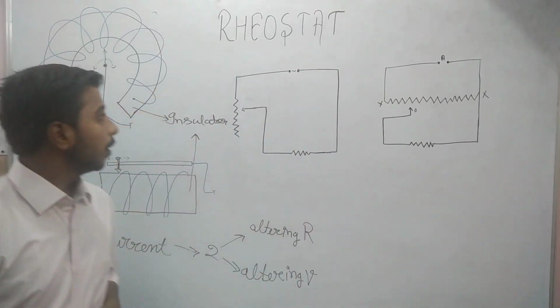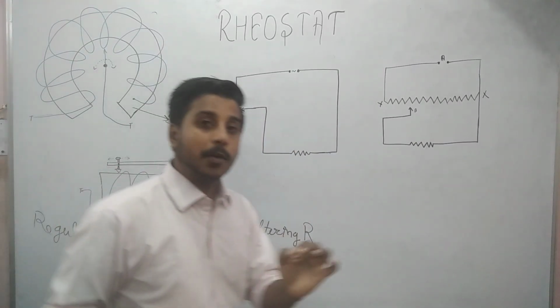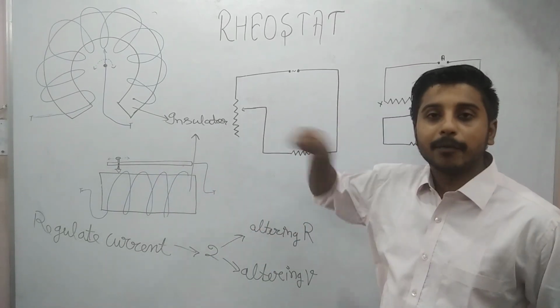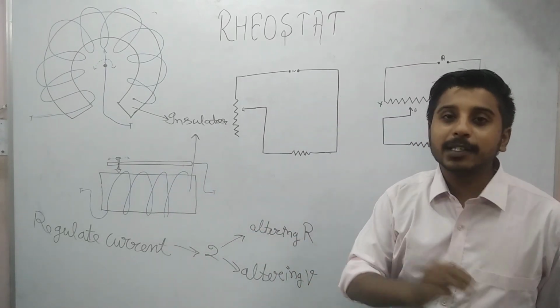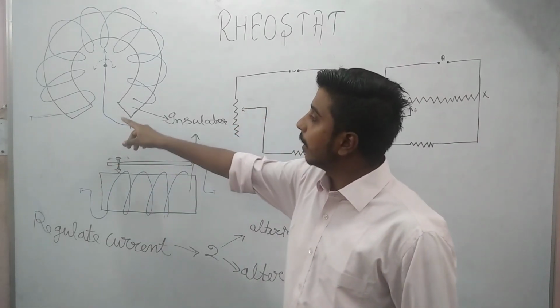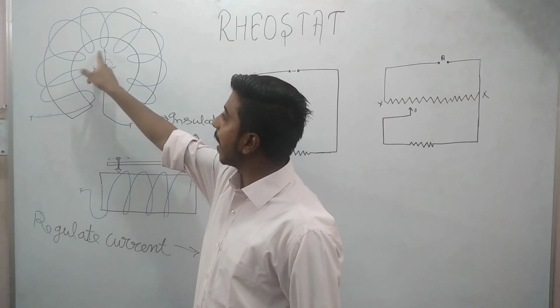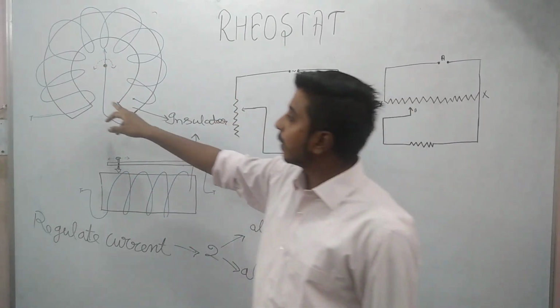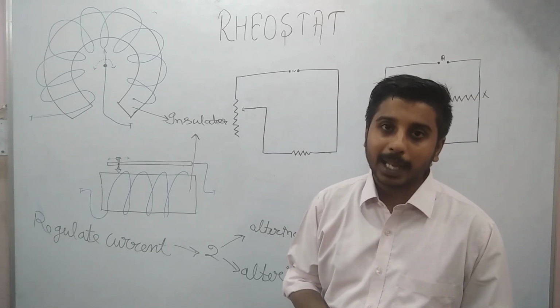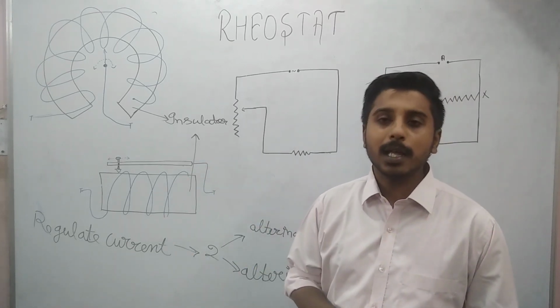Now let me explain once again about the construction. The construction has an insulator bound by an insulated coil. The insulated coil has some small straps on its coils, from where a wire can be attached, and it can be used in a circuit.